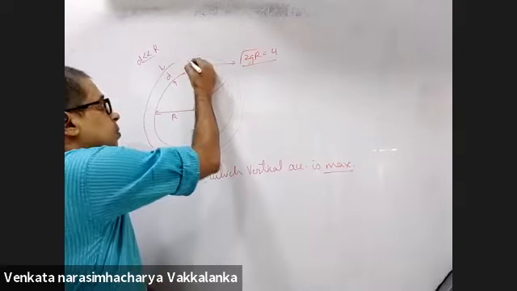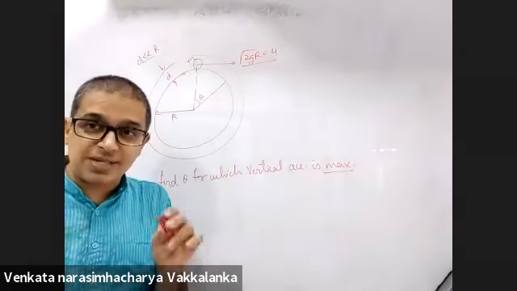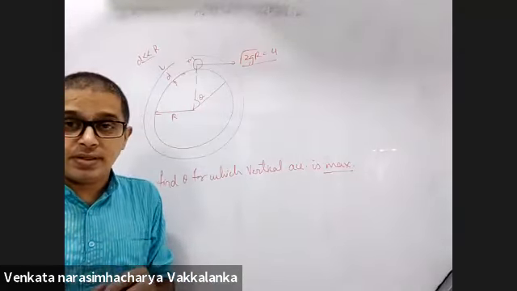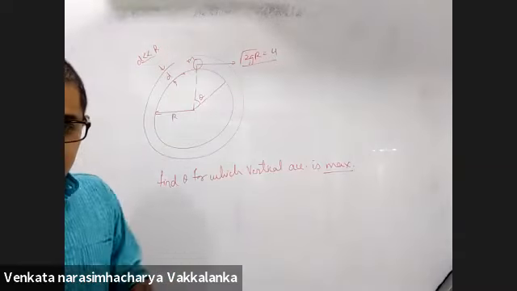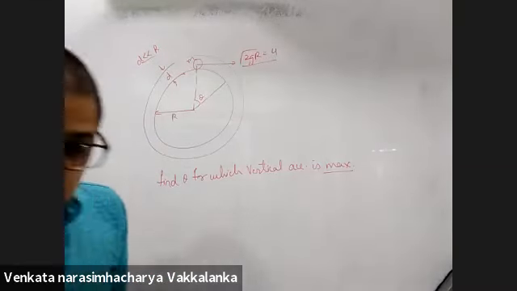m is the mass of the bob. This velocity has certain significance. Look carefully. I'll give you 5 minutes. I'll keep all of you on mute.